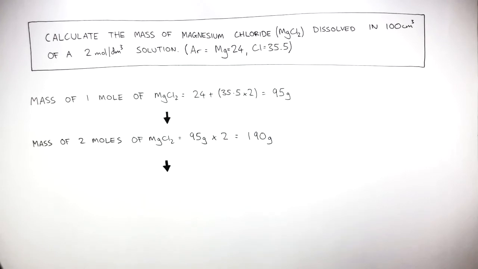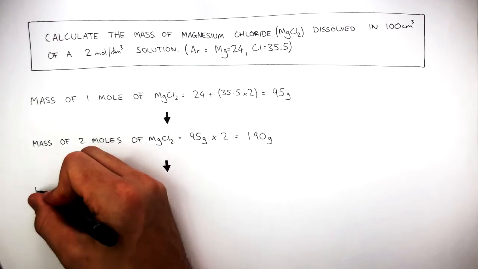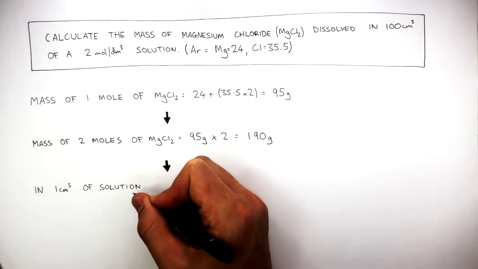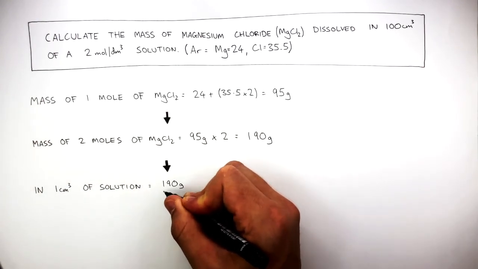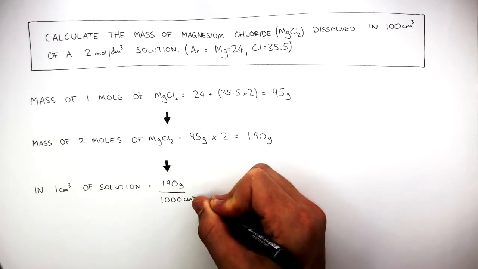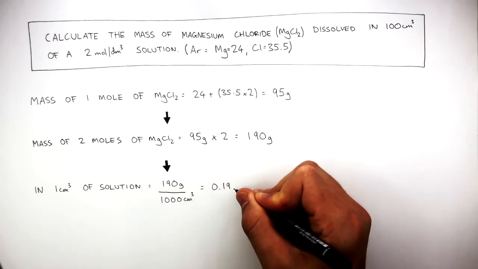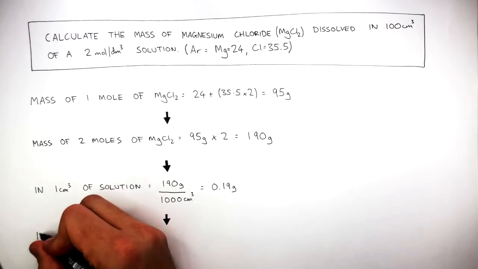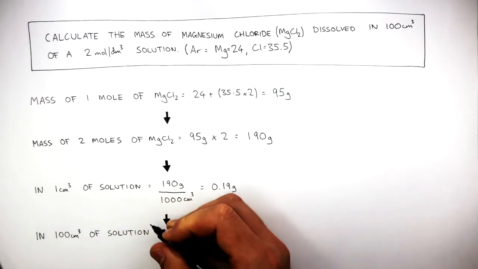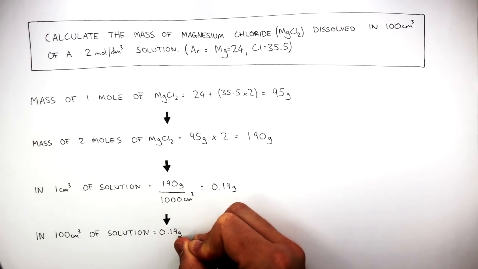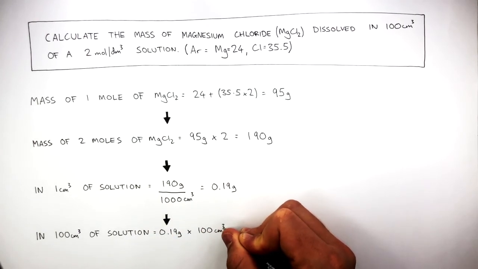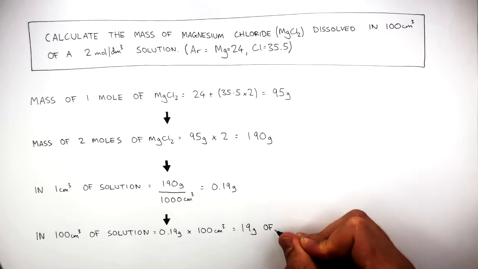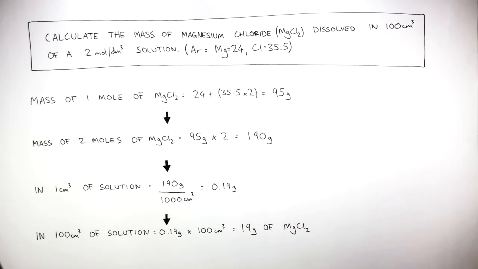To figure out how much magnesium chloride is dissolved in 100 cubic centimeters, we first need to figure out how much magnesium chloride is dissolved in 1 centimeter cubed of solution. We do this by doing 190 grams divided by 1000 cubic centimeters. This equals 0.19 grams. So in 100 centimeters cubed of solution, we can now do 0.19 grams times 100 centimeters cubed. This equals 19 grams of magnesium chloride dissolved in 100 centimeters cubed of solution.